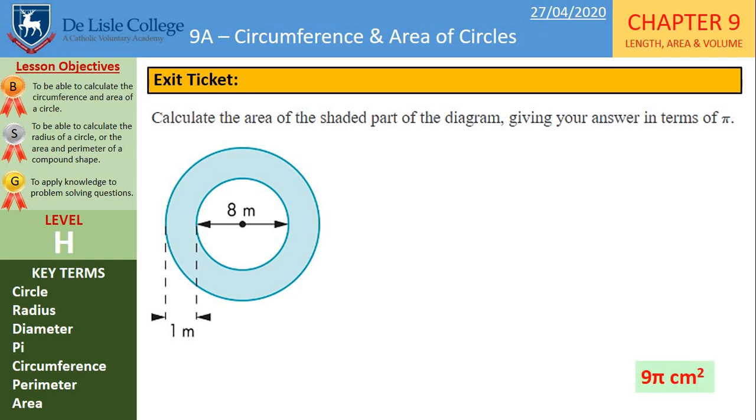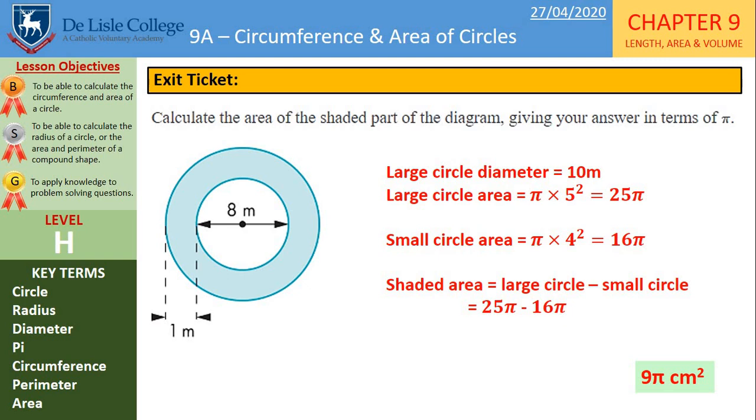Okay, you should have 9 pi centimetres squared. Now the working for that, the diameter of that large circle is 10 metres. So just be very careful there. You're 8 metres in this small diameter, and we're labelled here, this length is 1 metre, but it's also 1 metre at the other side. So just be careful there.